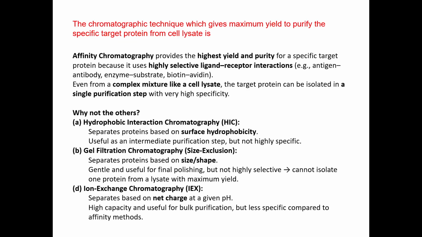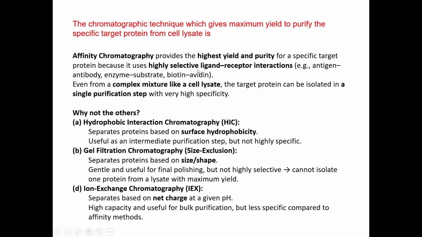So, moving on, the next is the chromatographic technique which gives maximum yield to purify the specific target protein from the cell lysate. So, from the cell lysate, you have to purify your target protein with maximum yield. Obviously, when it is specific and you want the maximum yield of your pure form, you will go for affinity chromatography, which yields the highest and purest fraction of your specific target protein.